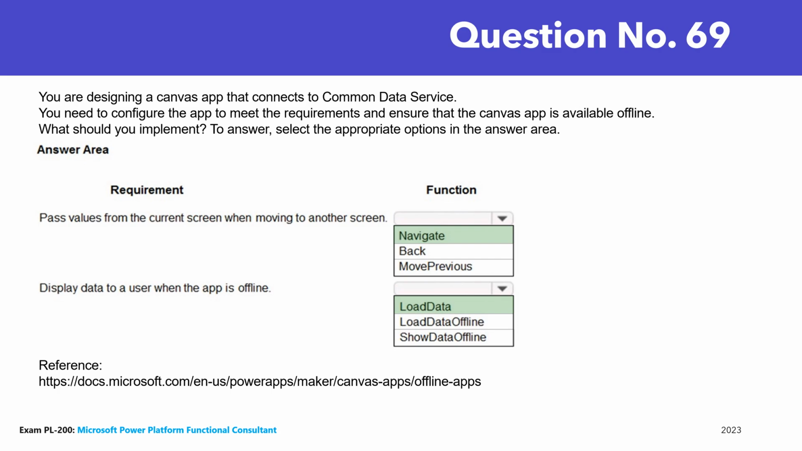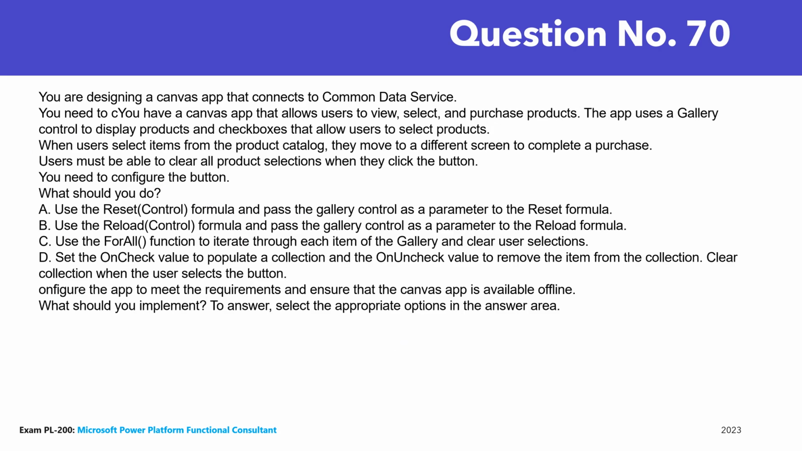Function: LoadData. You are designing a Canvas app that connects to Common Data Service. You have a Canvas app that allows users to view, select, and purchase products. The app uses a gallery control to display products and checkboxes that allow users to select products. When users select items from the product catalog, they move to a different screen to complete a purchase. Users must be able to clear all product selections when they click the button.